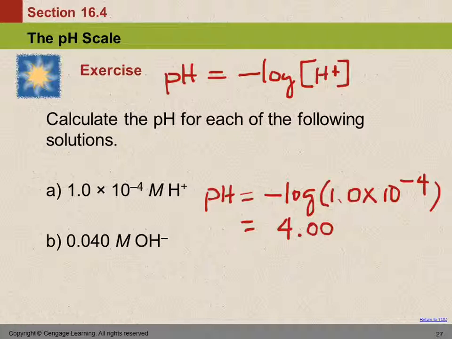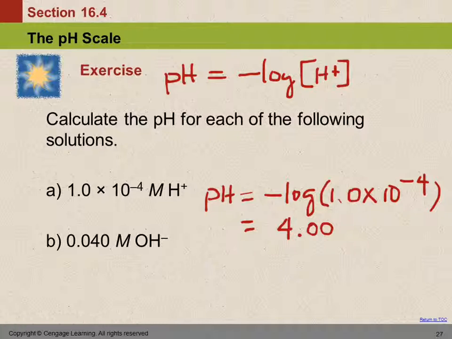So 4. Do you round this number? Well, you just count the number of significant figures. The rounding would end up being the same. So any questions about that one?